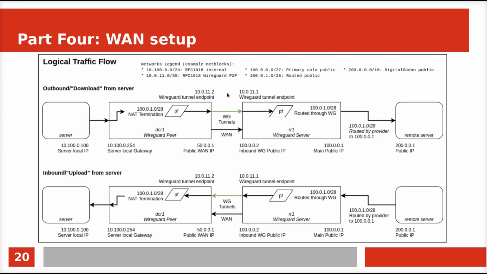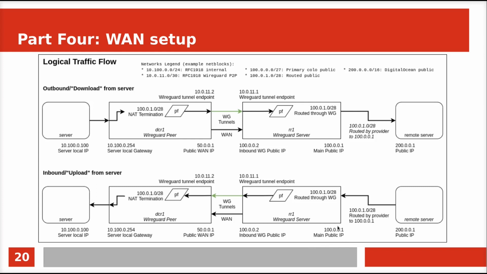And in the middle here, where there's the green arrow with WireGuard tunnels and WANs, that's just over the internet. But you can see here, we'll flip to the other direction, where it's inbound or an upload from the server. So this would be someone connecting into one of my services. So you come in from the remote server, and they're going to hit something in this 10.0.1.0/28 network. So they're going to come into the colo provider on that network, and the colo provider says, okay, this /28, we route it towards this main public IP on my RR server here.